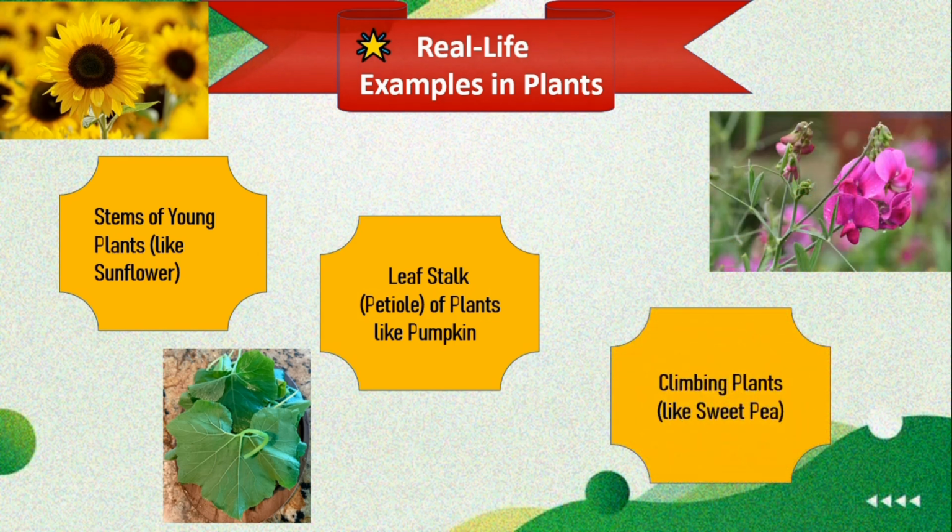Then the sweet pea. The soft stems can twist around the support because collenchyma tissues provide flexibility. So collenchyma is like a rubbery support that keeps young plants strong but flexible, just like a bending celery stick. The third type of simple tissue is sclerenchyma.